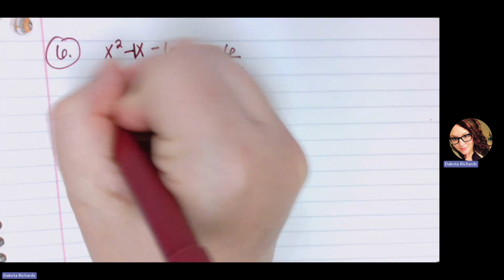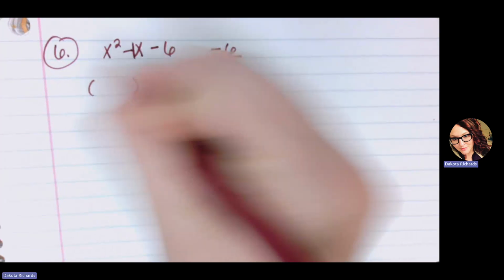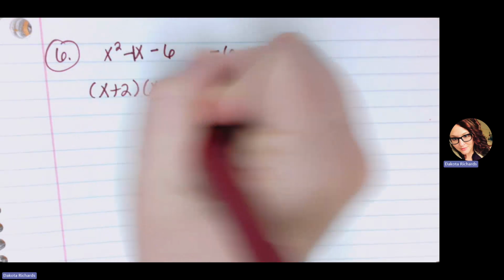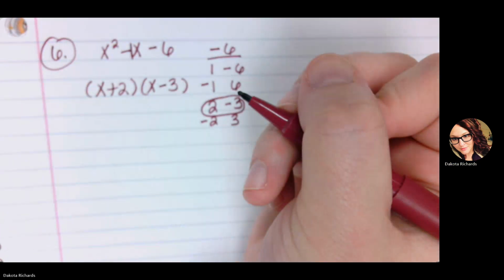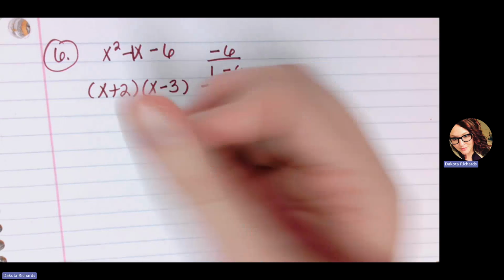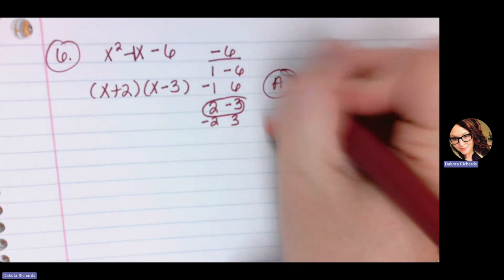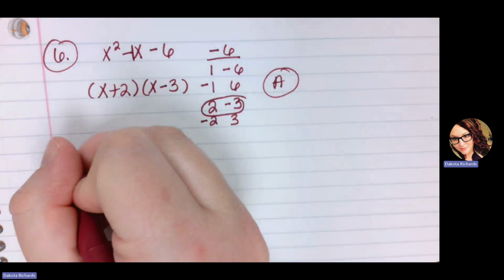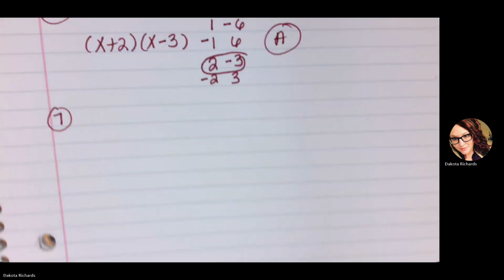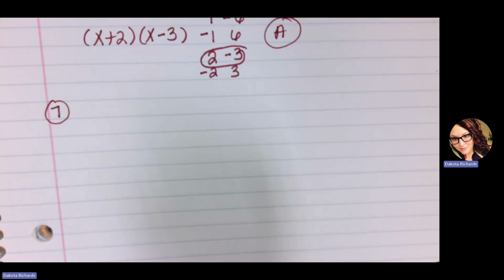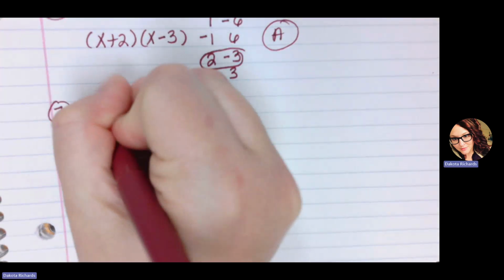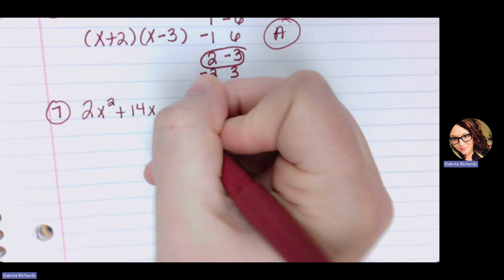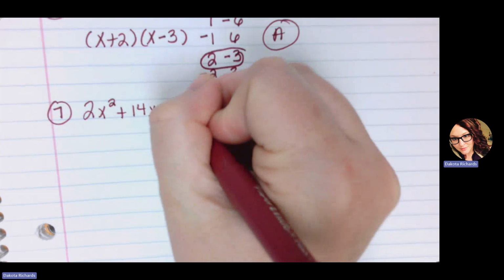So you get two parentheses. You got x squared from multiplying x times x, and you had a +2 and a -3. That was answer choice A. All right, number 7. We have to factor 2x squared plus 14x plus 24.